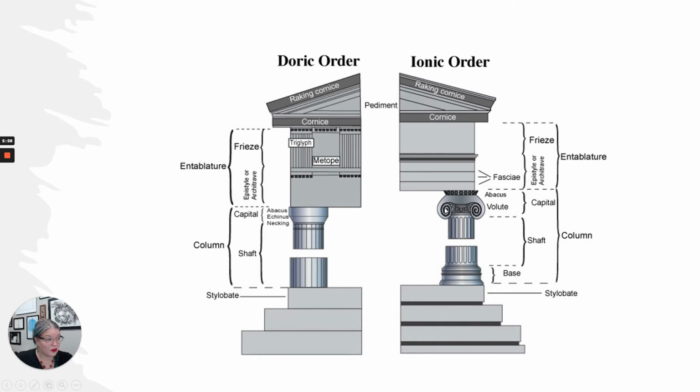Ionic has these little swirly guys. So if you look at the column and you see swirly guys, Ionic. No swirly guys, basic, Doric. Okay? I'm going to tell you all the other differences too, but I want you to be able to identify them.